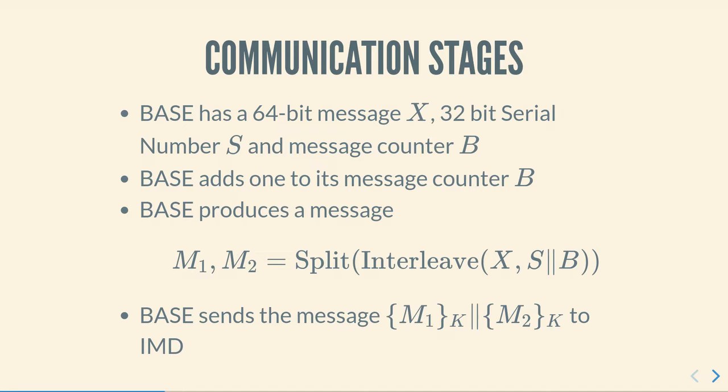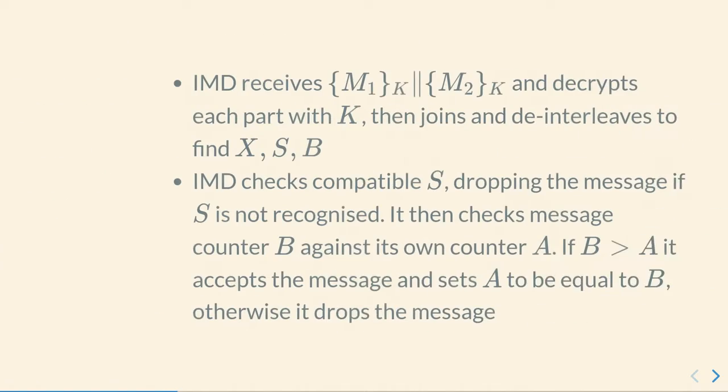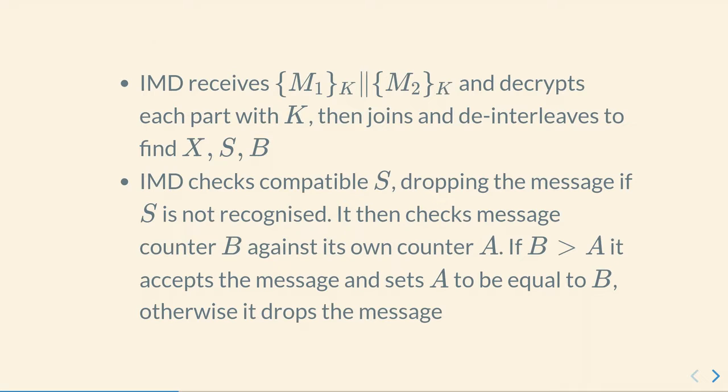The base station then sends the message that is M1 encrypted with a key K, concatenated with M2 encrypted with a key K, to the embedded medical device. So the embedded, or implanted, medical device receives M1 encrypted with K joined with M2 encrypted with K, and then decrypts with K, the shared key, and then joins and deinterleaves to find the original sent X, S, and B. That is the message, the serial number, and the counter.